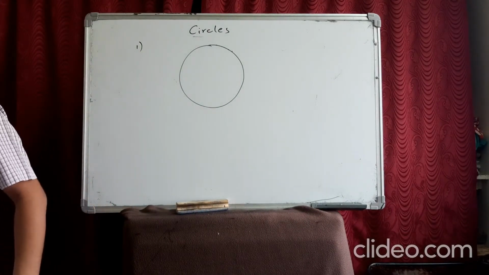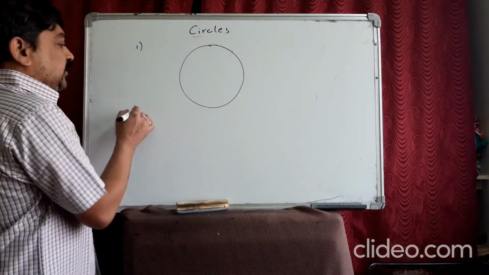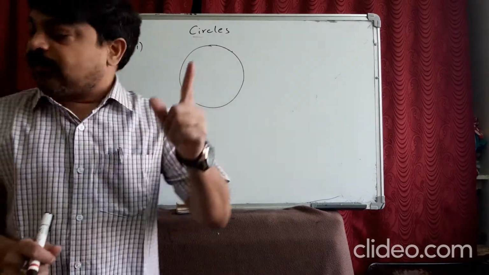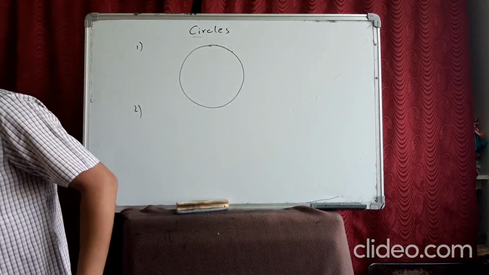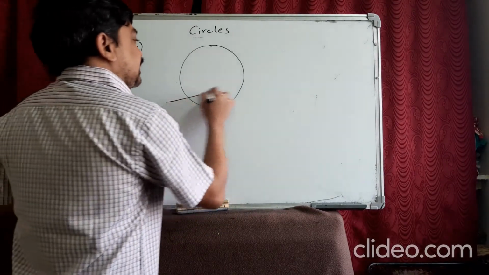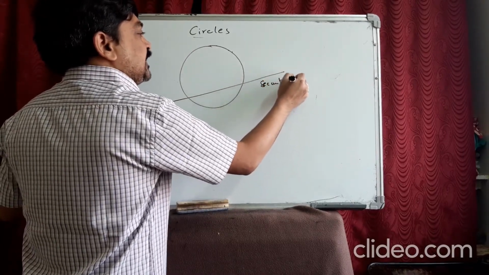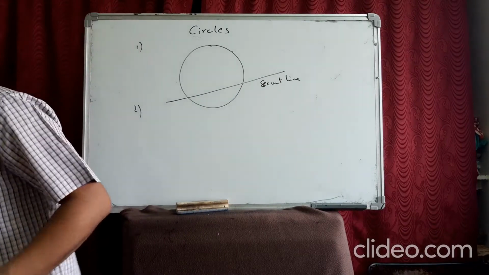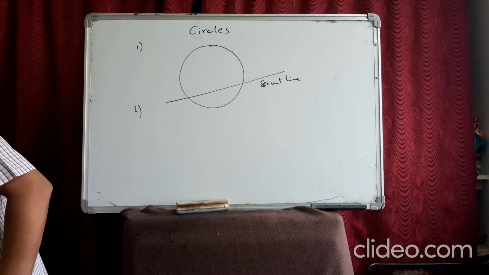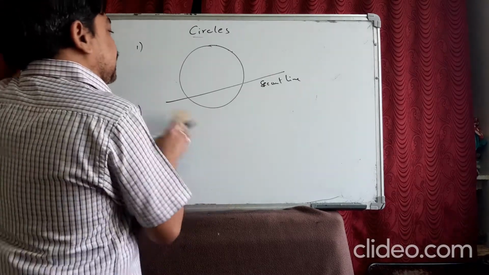Now fill in the blanks. A tangent to a circle intersects it in only one point. Next one. A line intersecting a circle in 2 points is called a secant line. Just now I told you it is called a secant line. And a circle can have dash number of parallel tangents at the most. Parallel tangent, this is important.